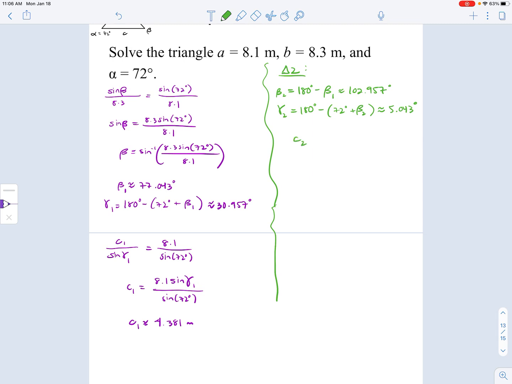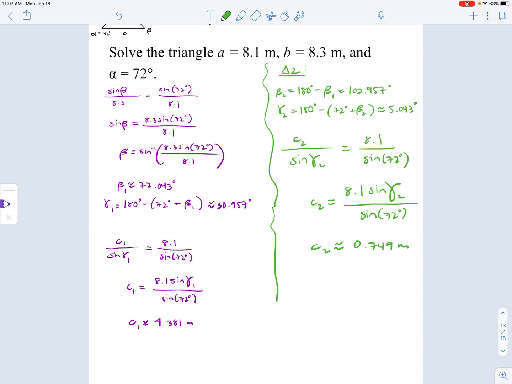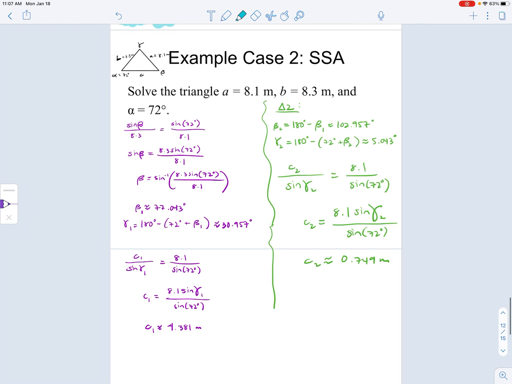Switching back over to green for triangle 2, side C from triangle 2 would be C sub 2 over sine of gamma sub 2 equals 8.1 over sine of 72 degrees. So C sub 2 equals 8.1 times sine of gamma sub 2 over sine of 72 degrees. Typing all that into your calculator, you have approximately 0.749 meters.